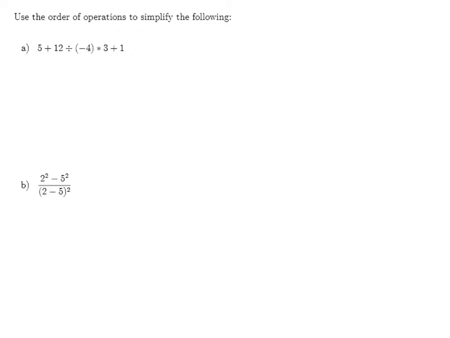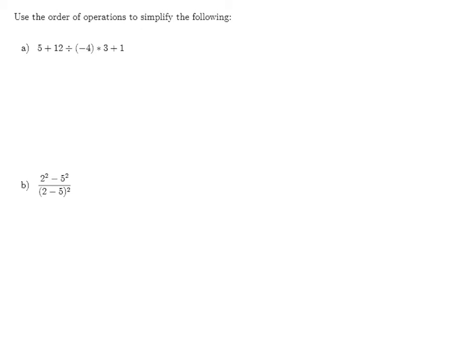In this first example, we have 5 plus 12 divided by negative 4 times 3 plus 1. The only thing written in parentheses is the number negative 4, which is written in parentheses in order to distinguish that that's a negative sign and not a subtraction sign. So as we go through, we have addition, division, multiplication, and then addition again as our operations.